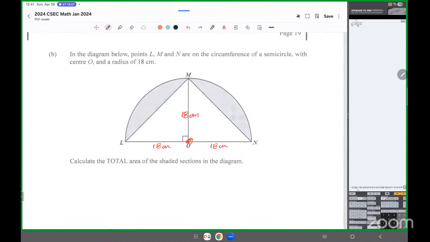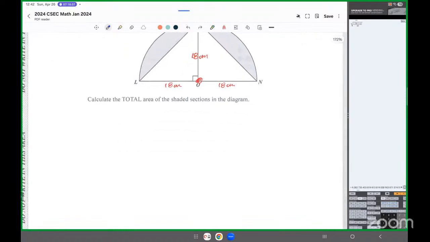Question says, calculate the total area of the shaded section in the diagram. So the area of this shaded section is simple. It becomes the area of the semicircle, which is half of a circle, minus the area of this triangle inside it. So the area shaded equals area of the semicircle minus area of the triangle inside it.